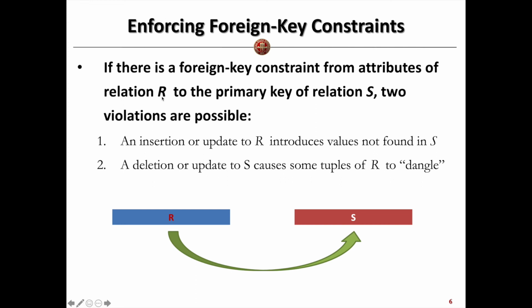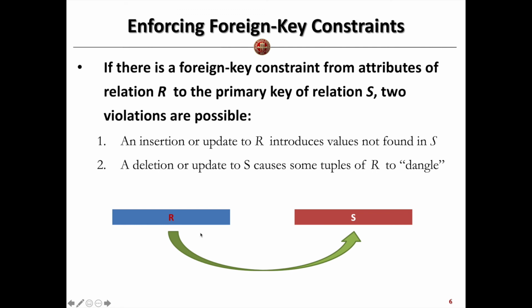Let's assume R is a sales table we defined before, and inside it we refer to this beer attribute in the R table to the name attribute inside the beers table, this S table. During the running time, as we add, delete, or update the data in both R and S, we will have some violations. We're referring to this attribute from R to S. And if we have an insertion or update of R, it may introduce values not found in S, right?